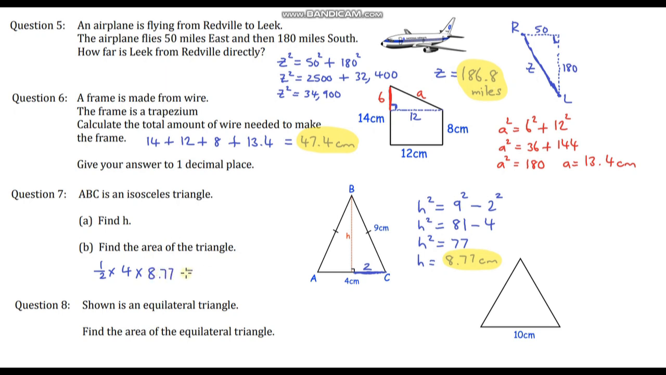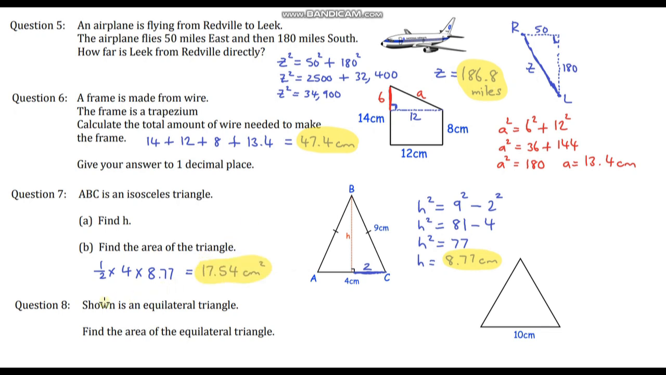So 8.77. So let's pop that into the calculator. Well, that's just going to be 2 times 8.77. And that gives me 17.54. 17.54, and my units are going to be centimeters squared.